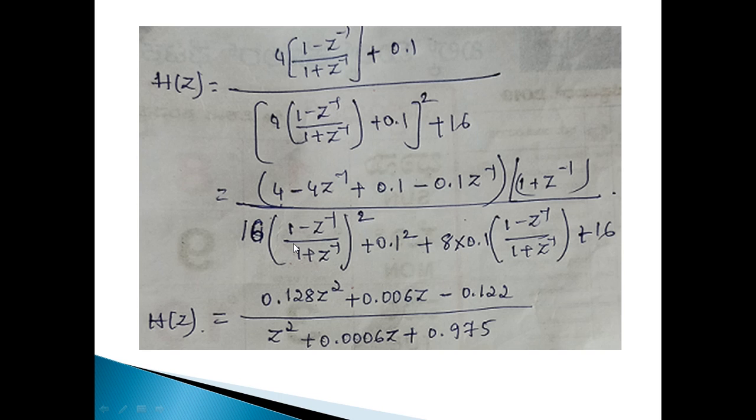And finally, try to take an LCM in the denominator also and simplify the term. Once we simplify, we'll get (0.128 z square plus 0.006 z minus 0.122) divided by (z square plus 0.0006 z plus 0.975). This is the required transfer function for a digital filter by using the given analog filter.